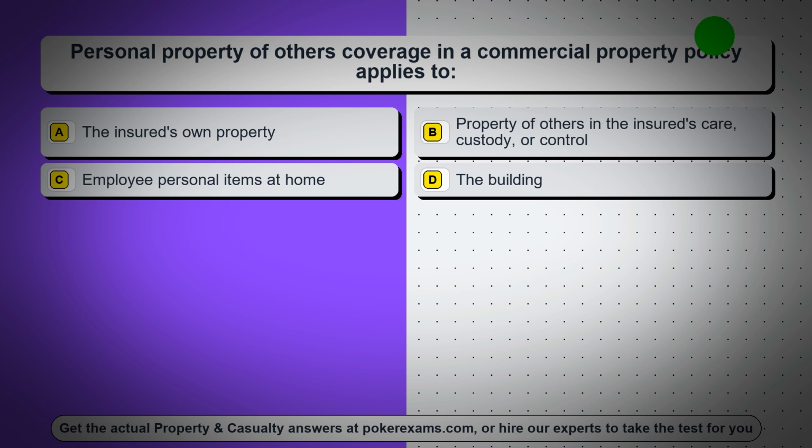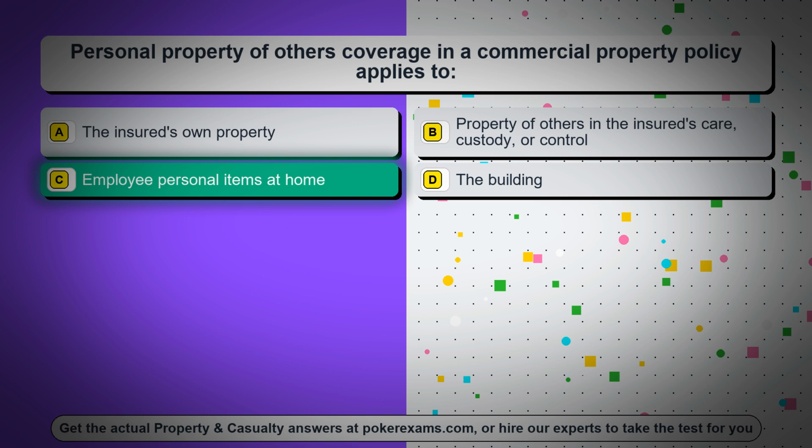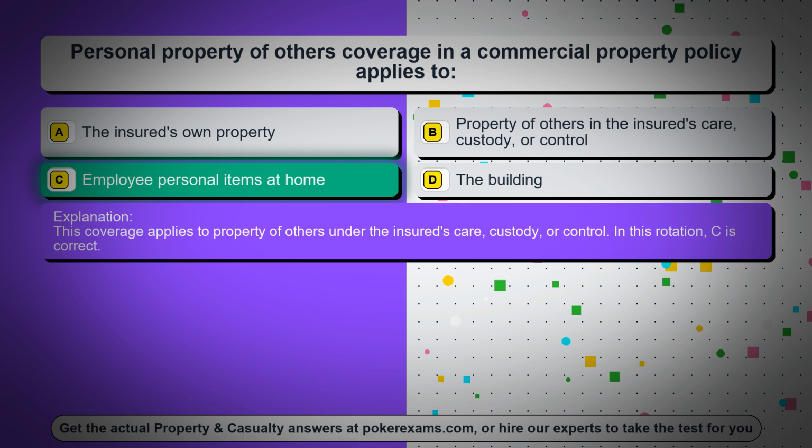Question 52. Personal property of others coverage in a commercial property policy applies to option A, the insured's own property. Option B, property of others in the insured's care, custody, or control. Option C, employee personal items at home. Option D, the building. The correct answer is option C, employee personal items at home. This coverage applies to property of others under the insured's care, custody, or control. In this rotation, C is correct.